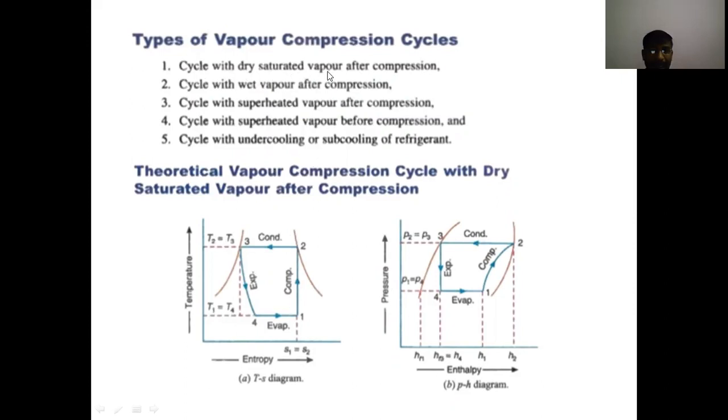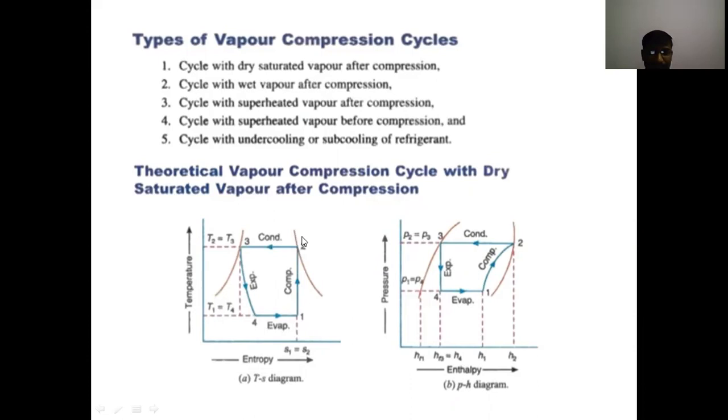The cycle with dry saturated vapor after compression. This is the theoretical vapor compression cycle with dry saturated vapor after compression. Dry saturated vapor means the state of the refrigerant is on the dry saturated vapor line. This is the TS diagram, and this is the pH diagram. Let us go for the TS diagram first.